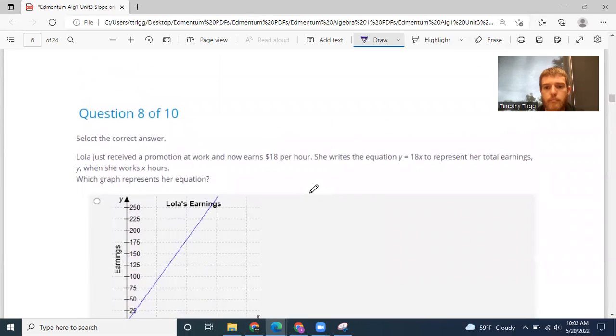All right. Lola just received a promotion at work and now earns $18 per hour. She writes the equation y equals 18x to represent her total earnings y when she works x hours. Which graph represents her equation?